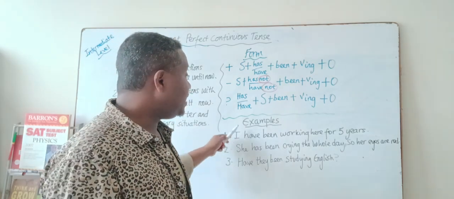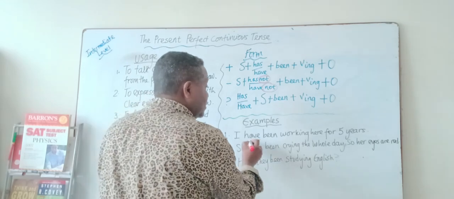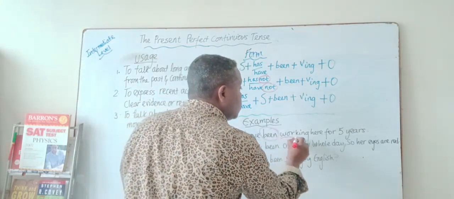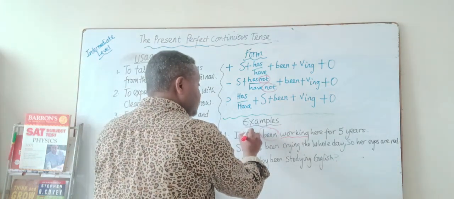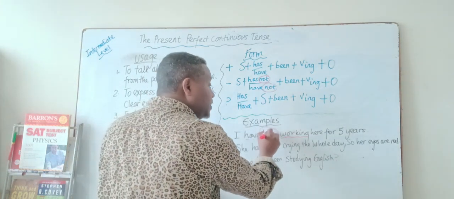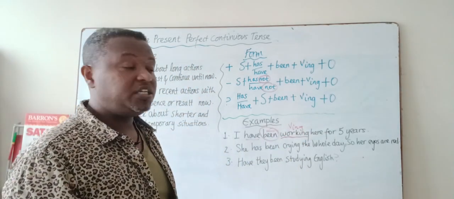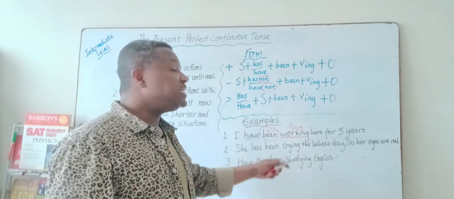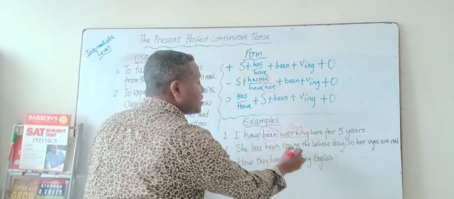Okay. Once again, the examples. I have been working here. Okay. Have plus been plus working. This is the verb to have, the have verb, and then the been, and then the verb ing. Okay, the verb ing is working. Here, she has been crying. Okay, she has been crying.